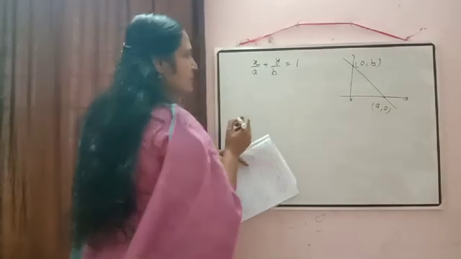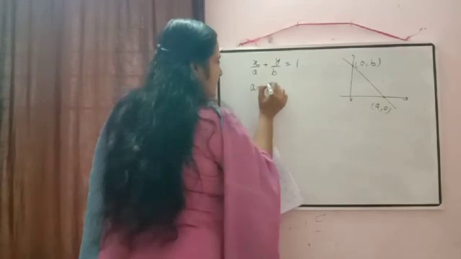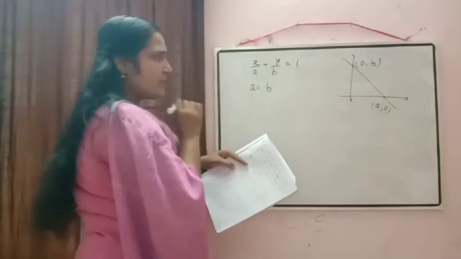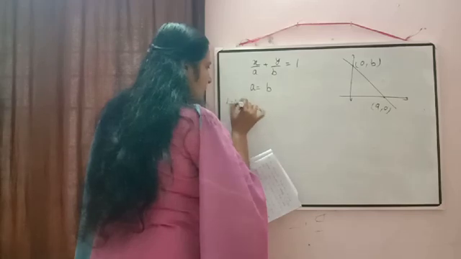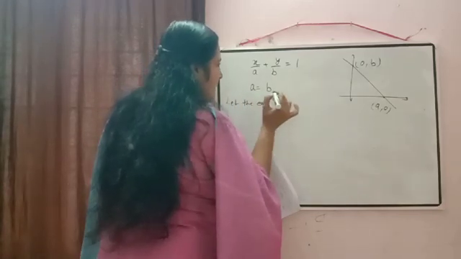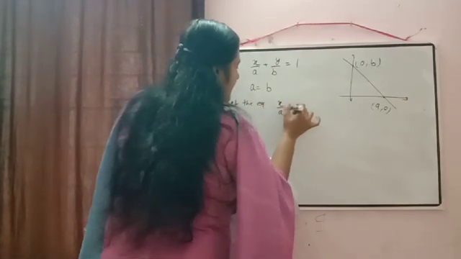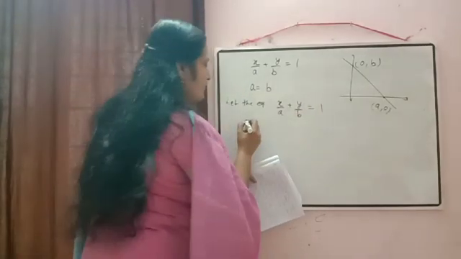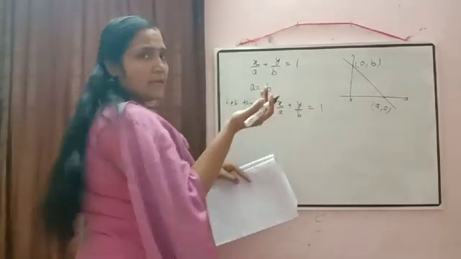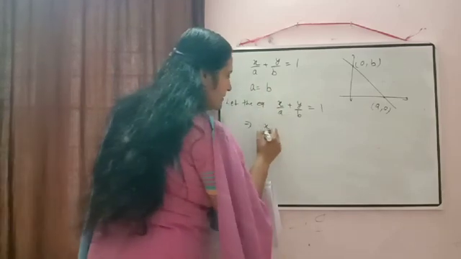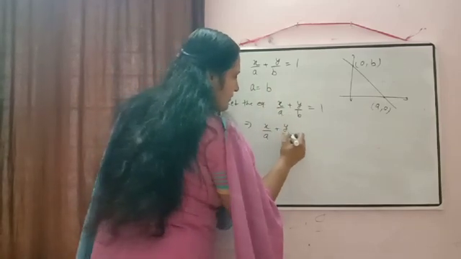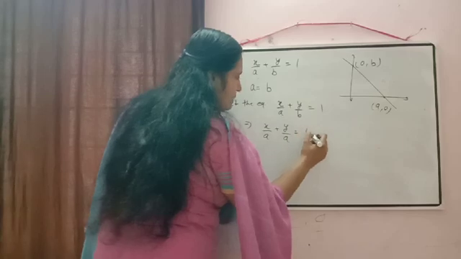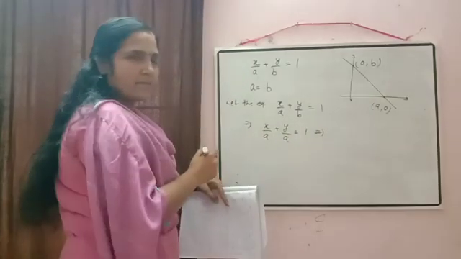Equal intercept, what is the meaning? Yes, A is equal to B. This is the information given. Now you can write down there, let the equation of the line be x by a plus y by b is equal to 1. Now the information is given, a is equal to b. So in place of b we can substitute a only. Then we will get x by a plus y by a is equal to 1.